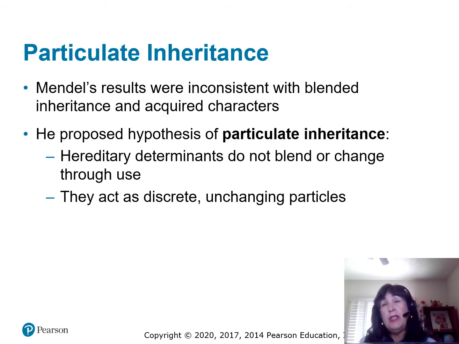Now, he came to this idea of particulate inheritance. He knew it was an acquired trait, and he knew that it wasn't blended, it was something else. Because remember, he didn't know about DNA and genes. So he called it particulate inheritance, like little packages of determinants that acted to determine what was going to happen in the next generation. So he would say they acted as discrete, unchanging particles.